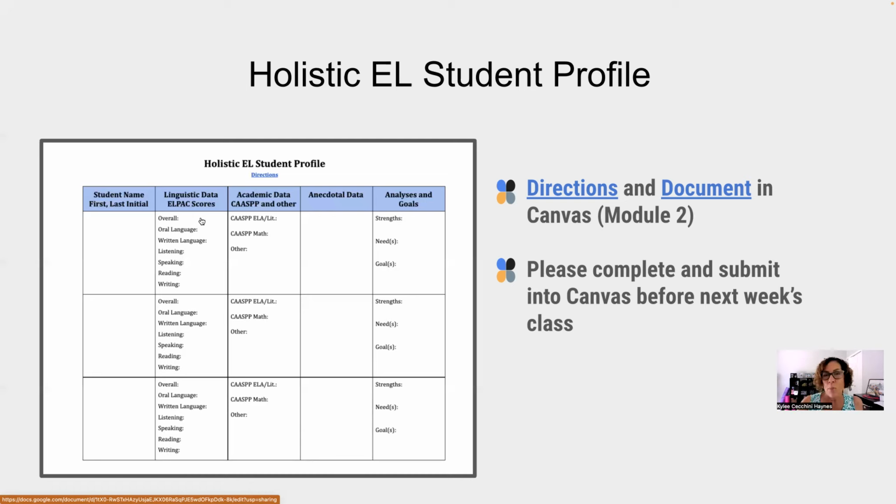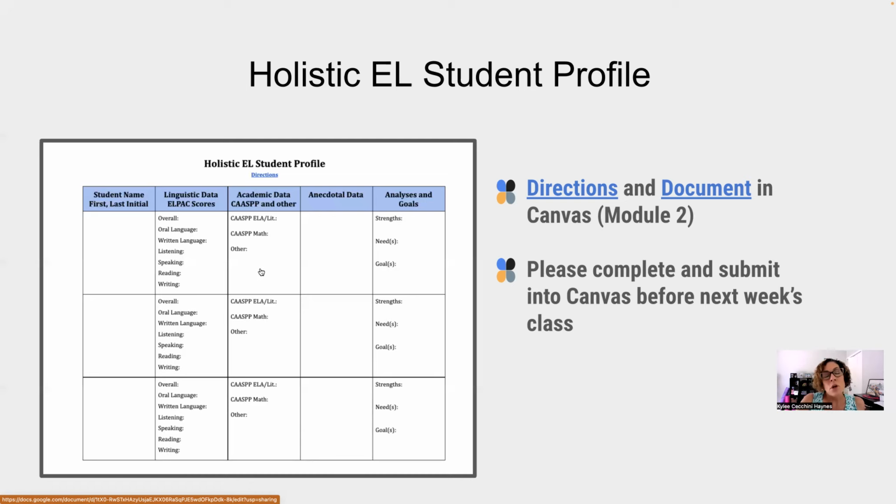When we look at an LPAC report, you'll see where the overall score is reported. You will list the score for the oral language, written language, and then that's broken up into subtypes: listening, speaking, reading, writing. So you'll have a score for each of those.